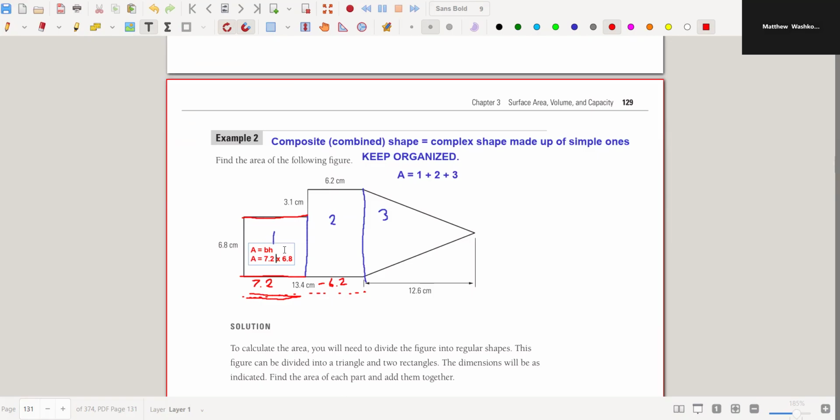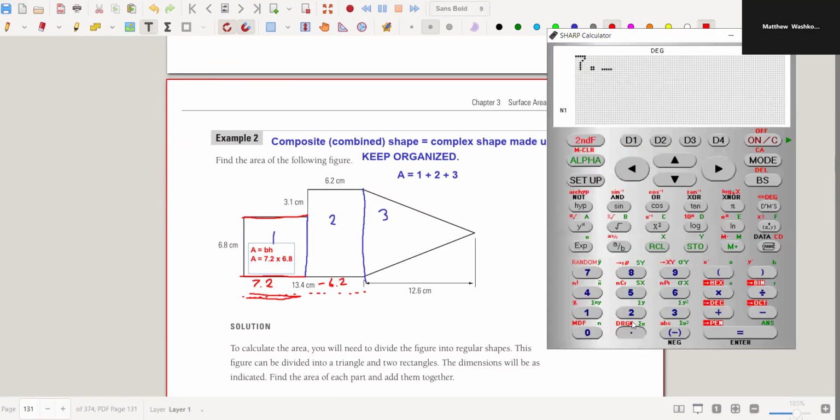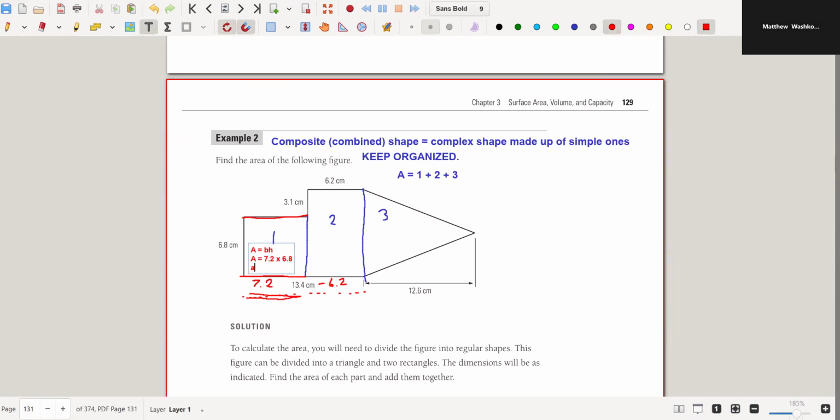So shape 1 is 7.2 times 6.8. We will round exactly as 2 decimal places in this case. So the area of this one is 48.96 centimeters squared. Okay, so that's shape 1.